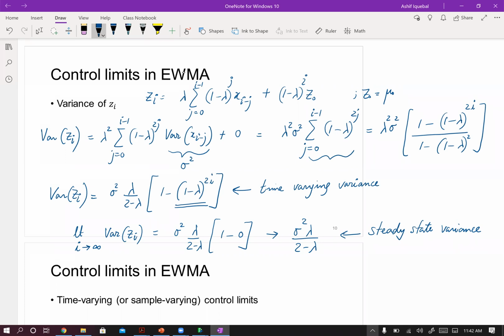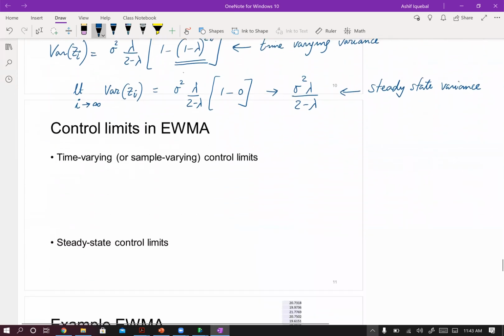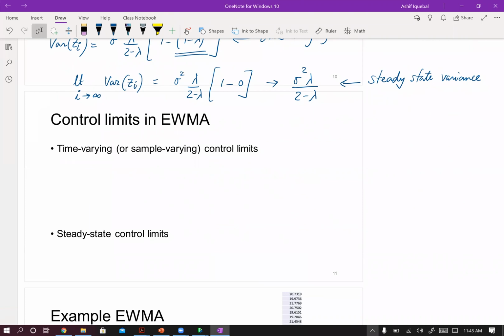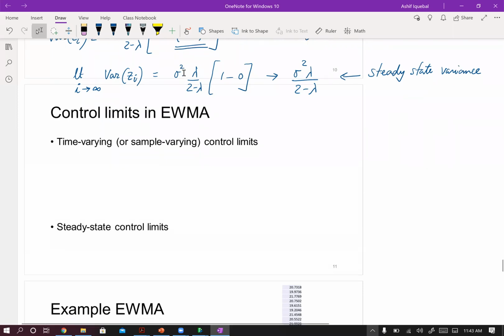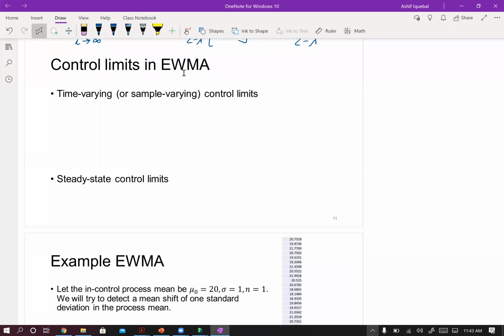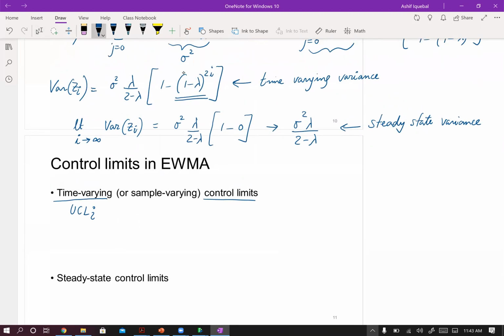Now we have the value of the mean and we have the value of the variance. So now we can write down our control limits for EWMA. Control limits in EWMA are much simpler than what we saw in CUSUM. Okay, so it's slightly better. We actually have a formula for calculating the control limits in EWMA. For the upper control limit, first, we will look at time varying control limits, okay? When I say time varying control limits, that's when we use time varying variance, all right?